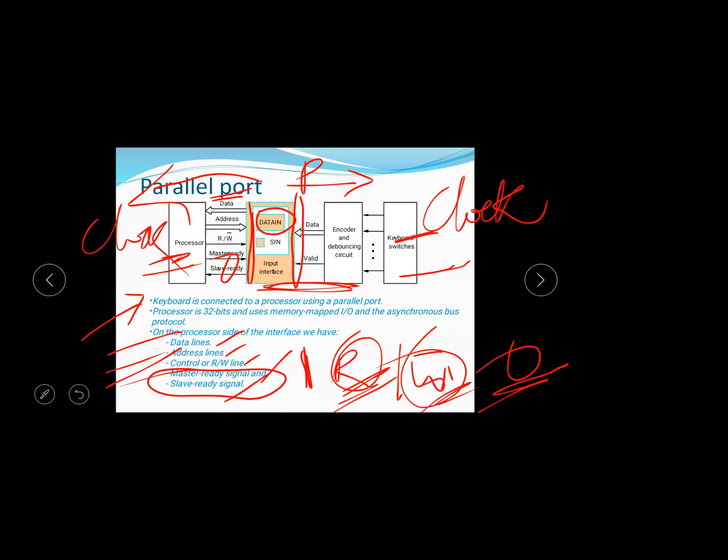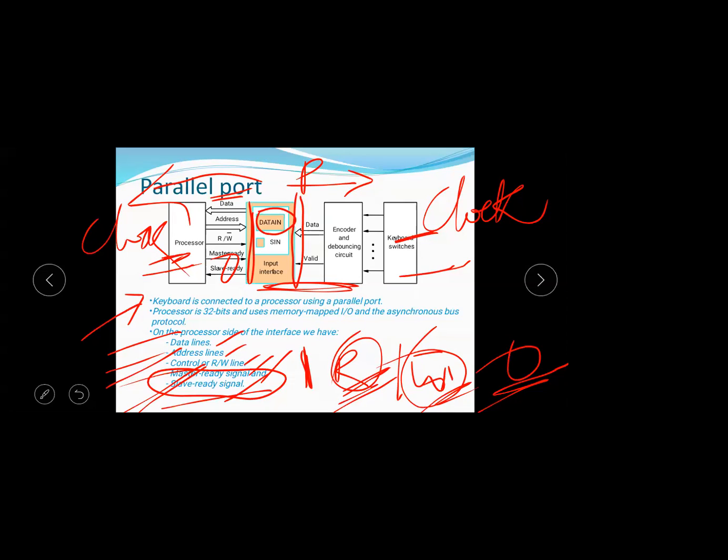Okay, when the master is ready to accept the data, it sends the master ready signal. Then the slave, after receiving the master ready signal, sends the data and also sends the slave ready signal, meaning: I am also ready to transmit the data, please accept the data. Then the data is transmitted from slave to master, depending on the control signals, the master ready and slave ready signals.